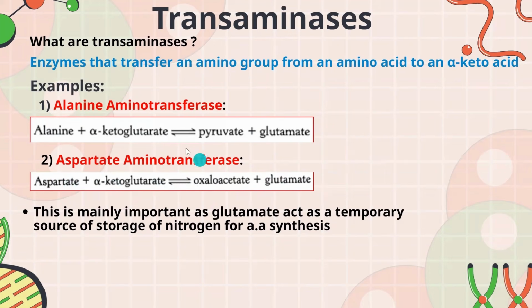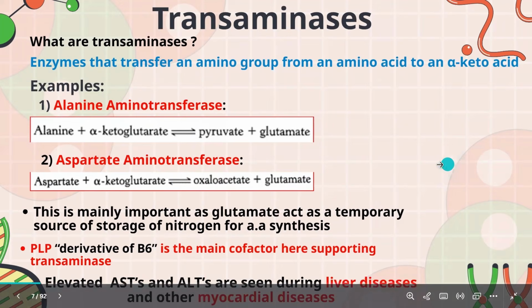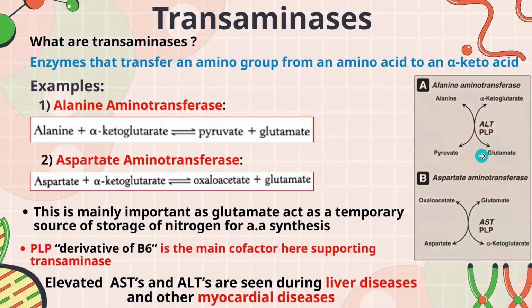Okay. Now, obviously, we have some things supporting the aminotransferases, or transaminases, here. These cofactors are like PLP, which is basically a derivative of B6, and it's the main cofactor supporting it here. And finally, as I just told you guys, elevated ASTs and ALTs are seen during liver diseases, and also in other myocardial diseases. And finally, here's the reaction in more detail. You have the ALT and PLP together, or AST and PLP, to act upon the transaminases. And yeah, that's about it.